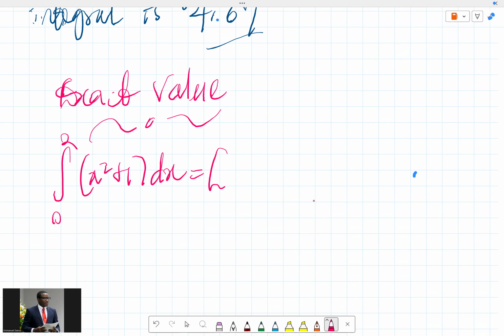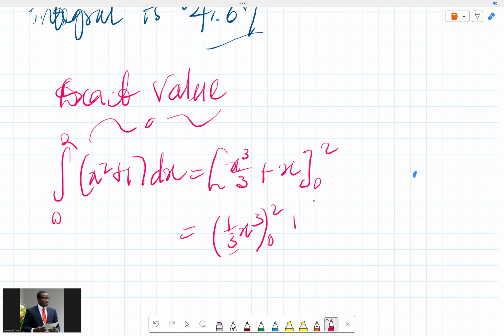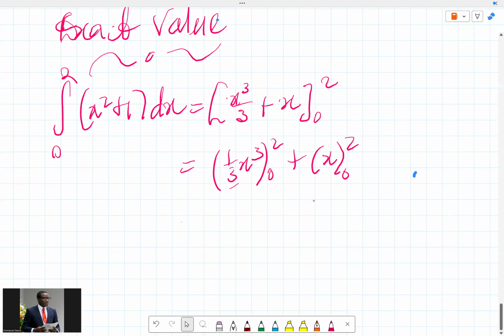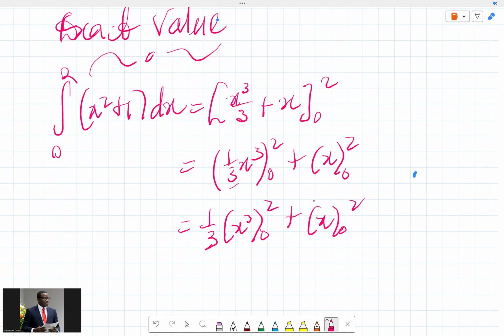So here, if you integrate x squared, you get x cubed over 3, and when you integrate 1, you get x. And that is from 0 to 2, right? That is equal to, this is how I like to do mine. I like to split them apart. This is like 1 over 3 x cubed from 0 to 2 plus x from 0 to 2. I like to handle it this way more efficiently. So 1 over 3 can come out.